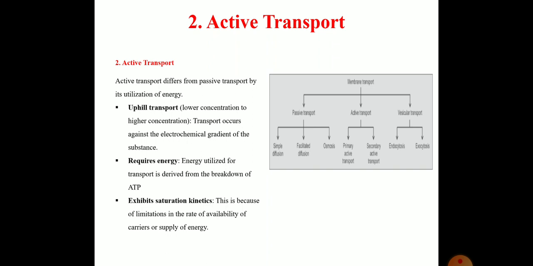Active transport exhibits saturation kinetics. This is because of limitation in the rate of availability of carriers or supply of energy. So active transport is an uphill transport which occurs against the electrochemical gradient, and it requires energy in the form of ATP, and it exhibits saturation kinetics in the rate of availability of carriers or supply of energy.